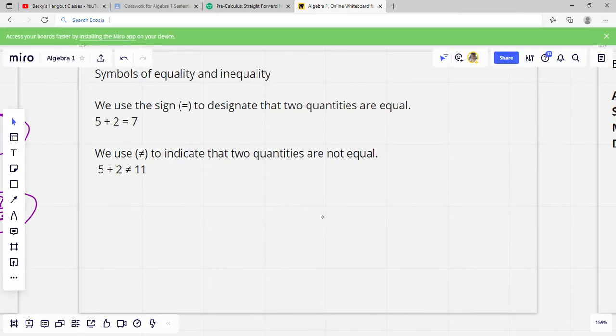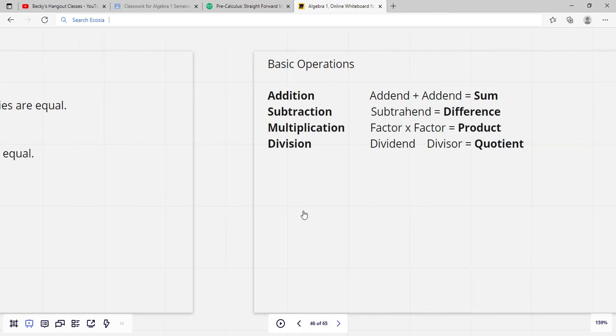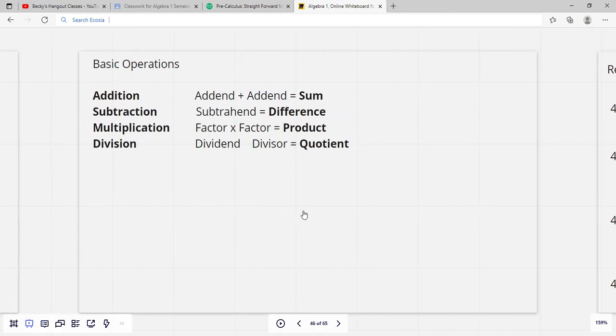Okay, symbols of equality and inequality. This you might not have seen before. So, symbols for equality, we use the equal sign right here to designate that two quantities are equal. Here it is, the equal sign. 5 plus 2 equals 7. Easy peasy. We use the not equal sign. This means not equal to indicate that two quantities are not equal. Right? So right there it is. 5 plus 2 does not equal 11. That's super easy.